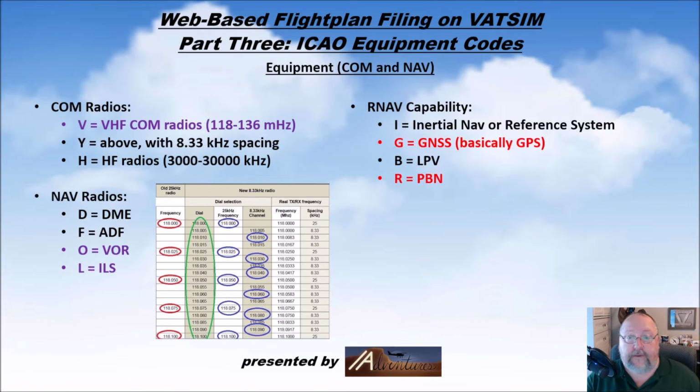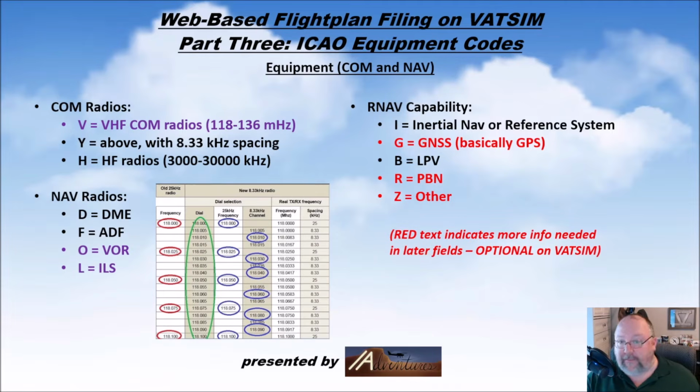The letter R here means that you have a system that meets some sort of performance-based navigation standards, and oh boy, is that a topic. We're going to come back to that one. And then the letter Z means some sort of other RNAV capability that isn't specified by one of these letters already. Again, the red ones, kind of like the purple ones, we're going to come back to, but that basically means that we've got more information that we're going to have to put into these later fields, which, as I mentioned, are optional on VATSIM.